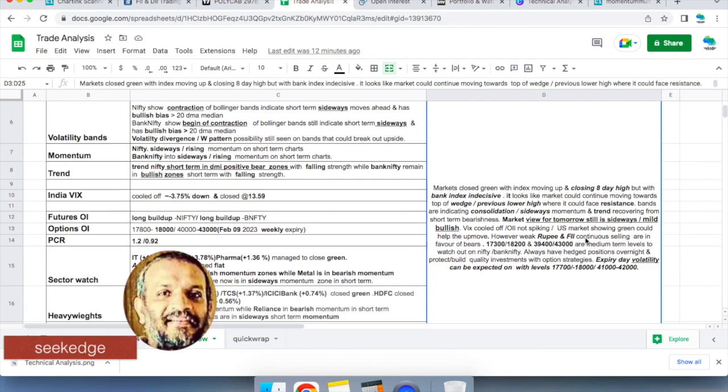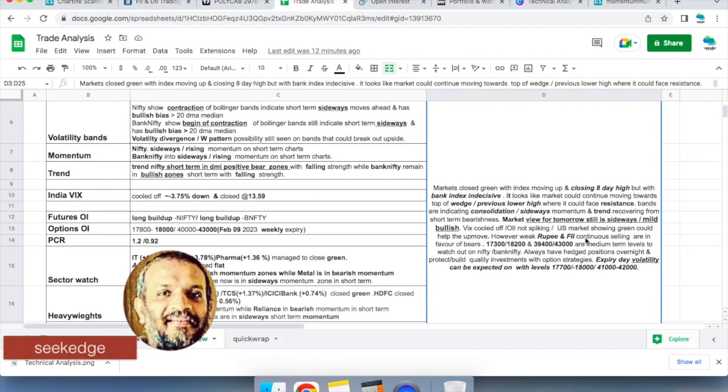So tomorrow it may be sideways, plus mild bullishness could be there, with a move towards the resistance we're talking about, the lower high. Mild bullishness, not real bullishness, or it could be consolidation, moving up and down in that range of 17,800 to 18,000. That's what I expect. So that's my view. Crude oil is not spiking, the markets are green, and it's a point where the breakout could happen potentially.